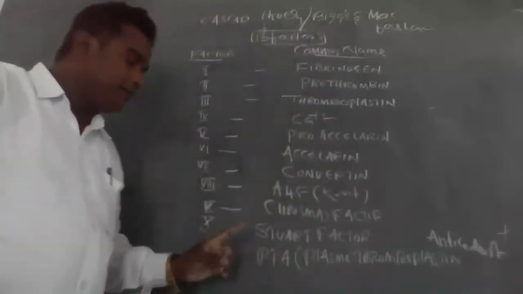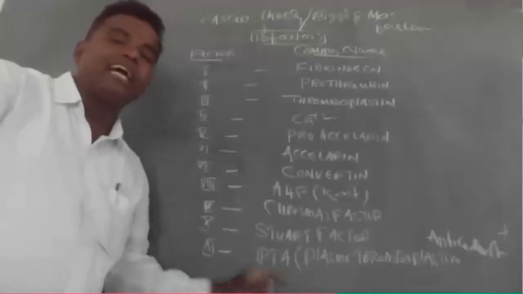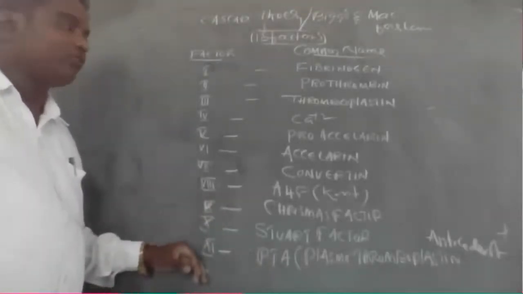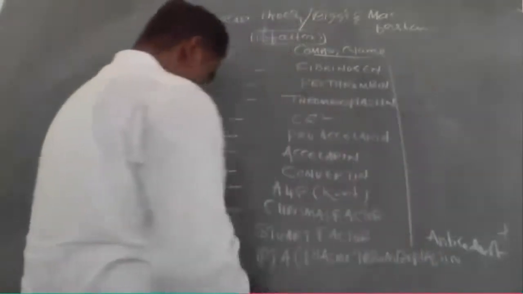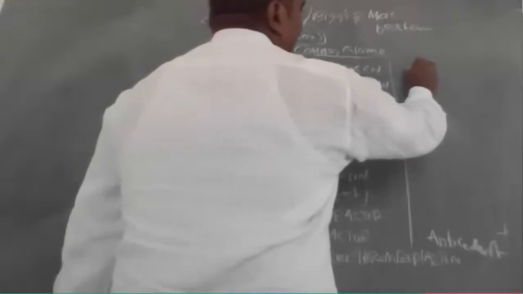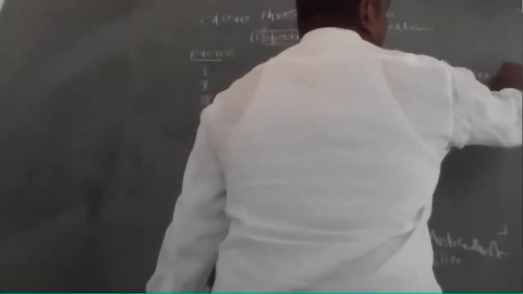PTA means plasma thromboplastin antecedent. P is plasma, T is thromboplastin, A is antecedent. Okay, this is the 11th factor. Next one, 12th factor. That is Hageman factor. Hageman factor.